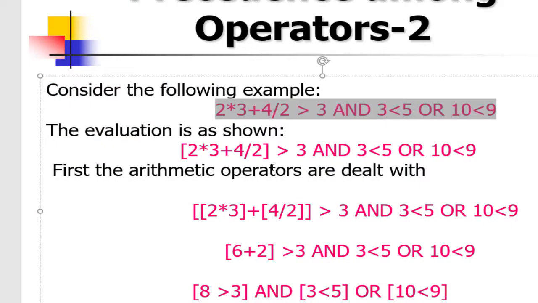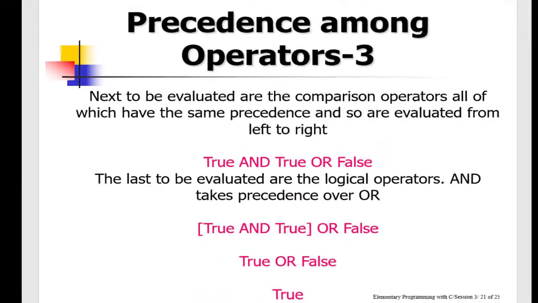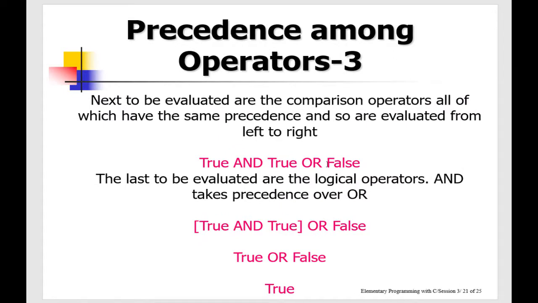The same steps we've taken, we can go through this very quickly. So we are going to start with the arithmetic operations. That is 2 times 3, then 4 divided by 2. This evaluates to 6 and this evaluates to 2. Then we do the addition, that is 8 greater than 3 and 3 less than 5 or 10 less than 9. We are left with true and true or false. So we start with and, it has a higher precedence than or. This evaluates to true, then true or false, and as we got, this gives us a true answer.